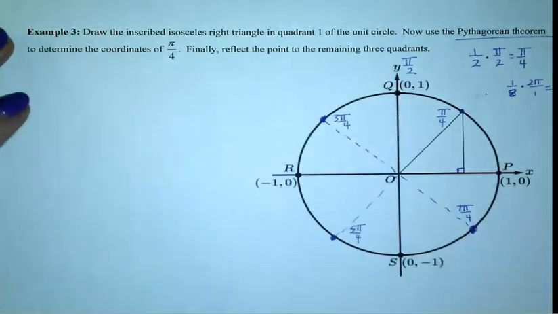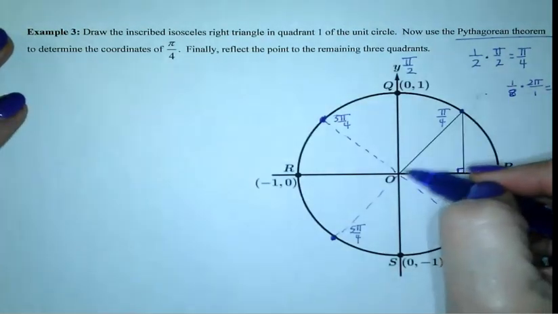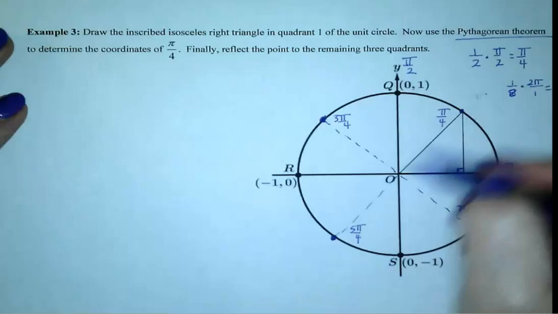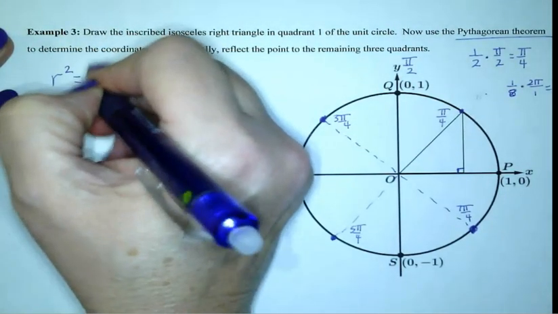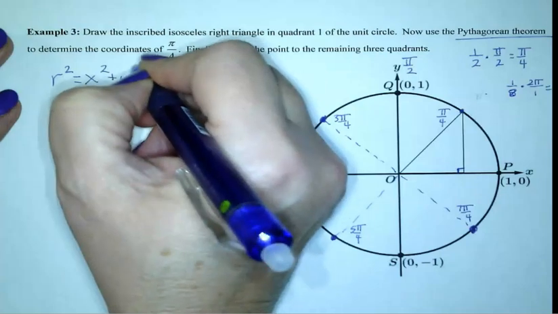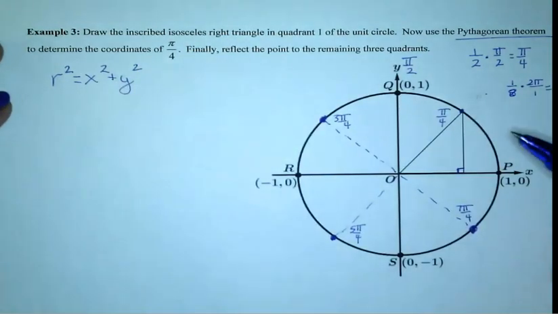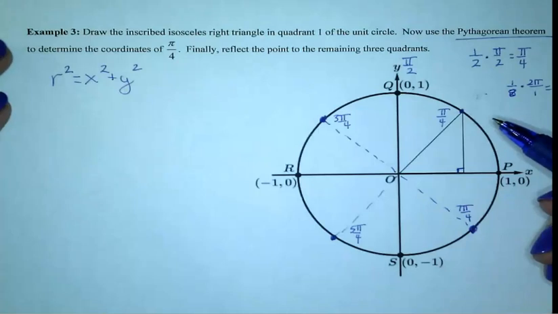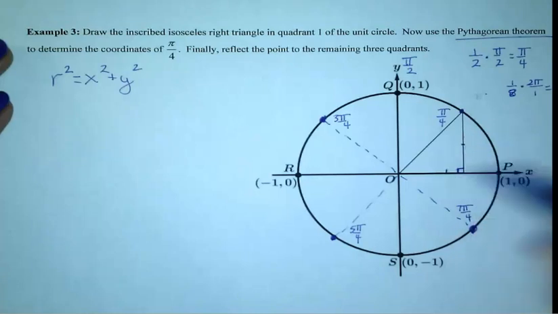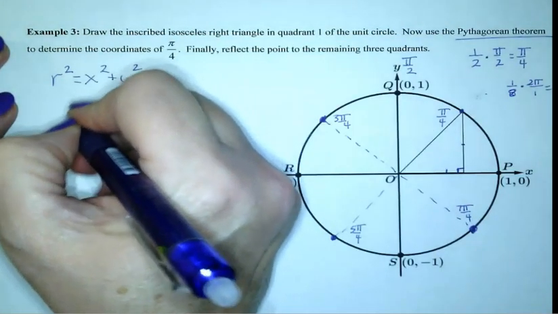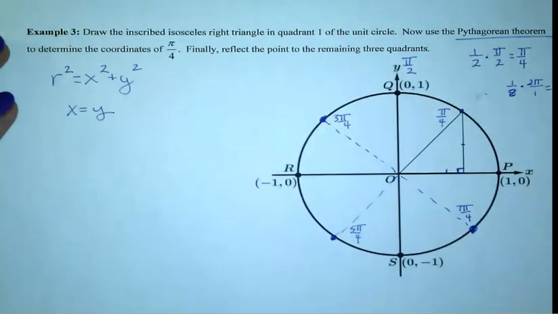So what we know about the Pythagorean theorem, we're actually going to be using this as our hypotenuse, which is our r value. So we're going to have r squared equals x squared plus y squared. So what do we know about this triangle right here? We know that an isosceles right triangle has two equal legs. So that means this side and this side are the same measure. And so what that tells me then is my x value has to equal my y value.